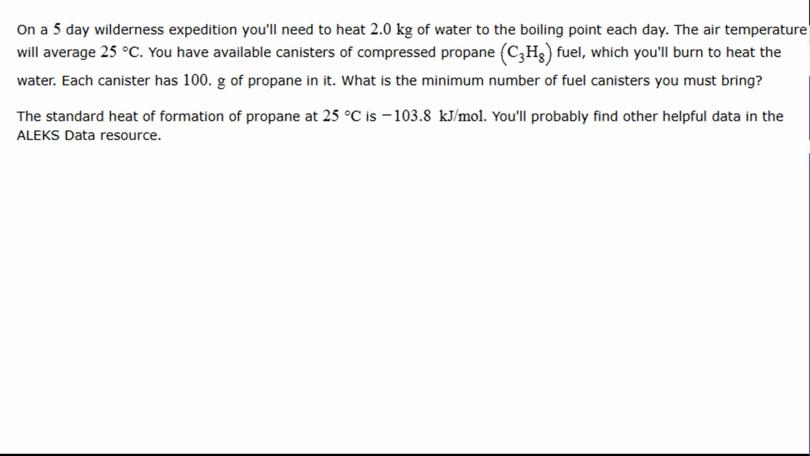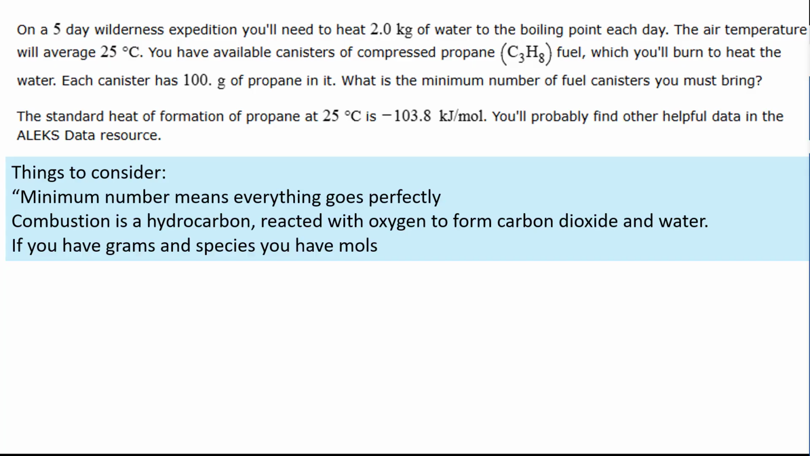So let's consider some things. First off, the minimum number means that everything is going perfect. We're assuming that all the heat transfer is perfect here, and that's okay. We also have combustion going on. It says burning, but burning is the same thing as combustion. And we know that combustion is when we react a hydrocarbon with oxygen to form carbon dioxide and water. And then, of course, whenever we have grams, and we also know the species, we also have moles there. So let's make a plan.